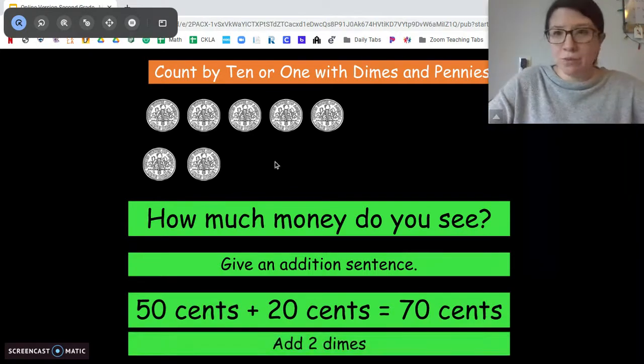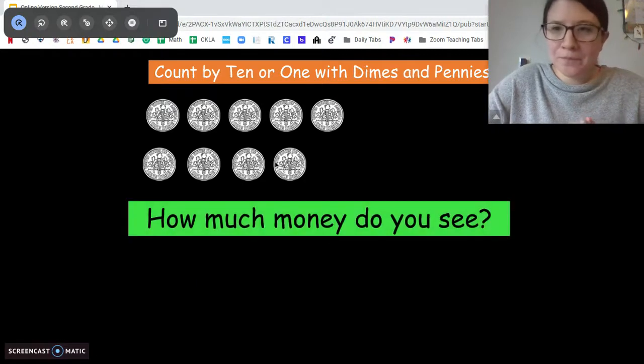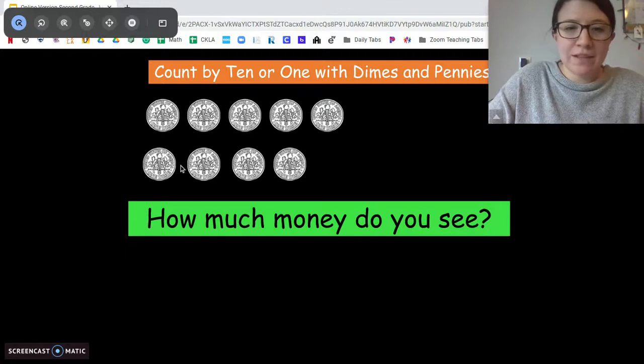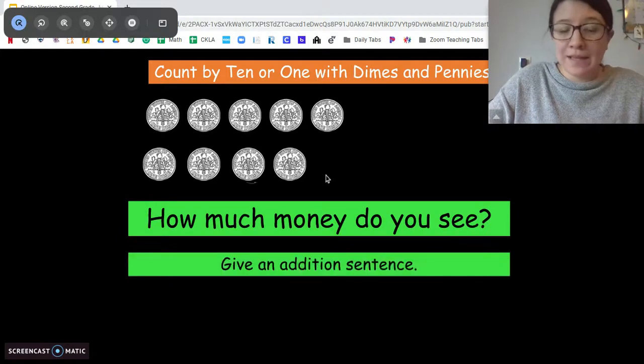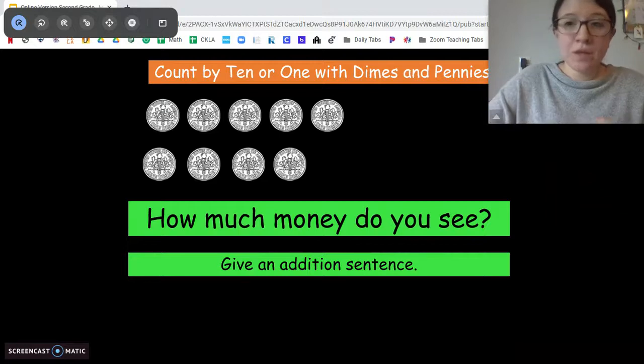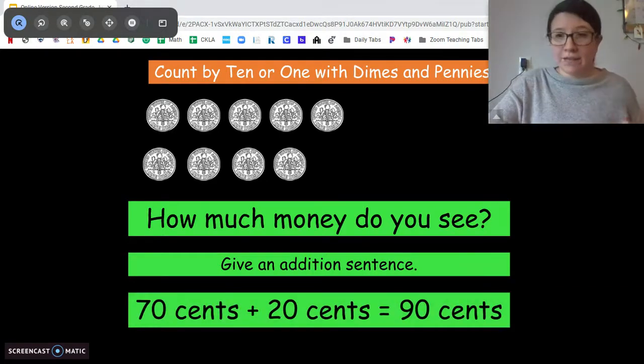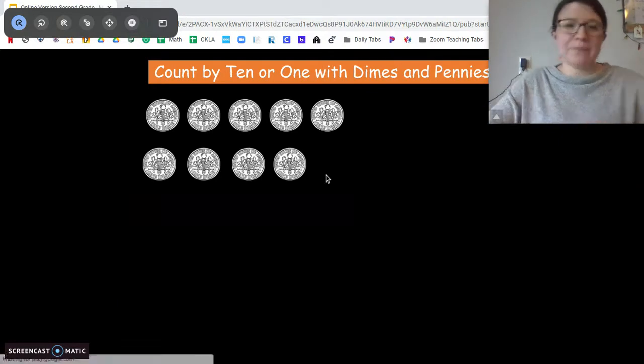Now we're going to add 2 more dimes. How much money do we have now? So we're at 70, we added 2 dimes, we have 90 cents. We started with 70 cents, we added 2 dimes. Can you put that in an addition sentence for me? Good. 70 cents plus 20 cents is 90 cents. 7 dimes plus 2 dimes, 9 dimes.